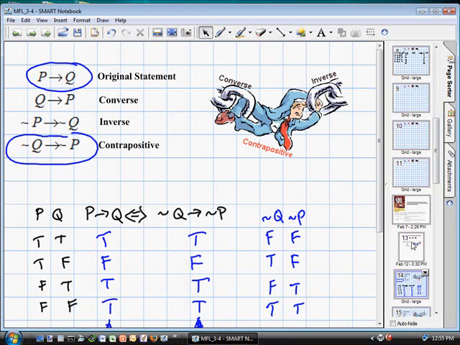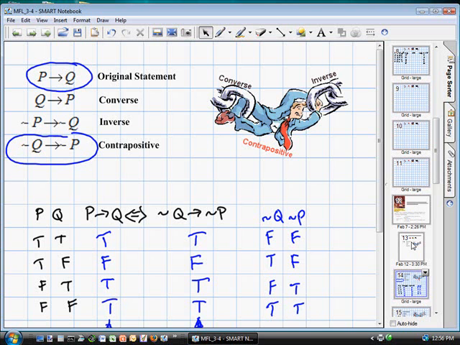Let's see if I can make one up. Do you remember the other day I used this example? Kind of corny, but I said to my wife, if I get out of work by 5 o'clock, then I will go buy bread. Remember that one? Okay, what's the contrapositive of that? If I don't go buy bread, then I didn't get out of work by 5 o'clock. And do you see how that means the same thing?